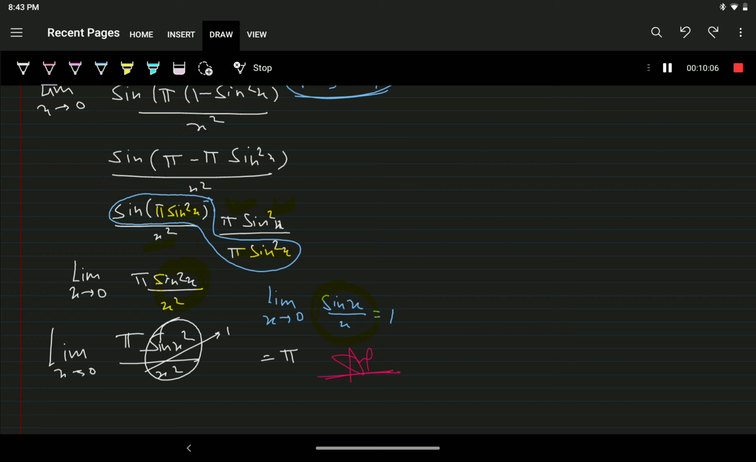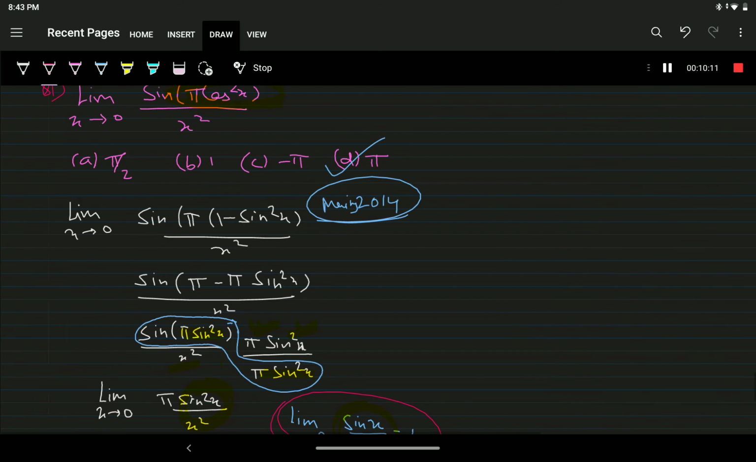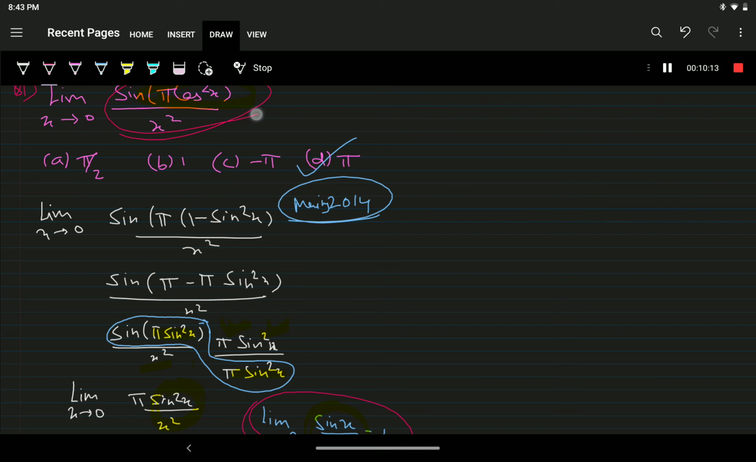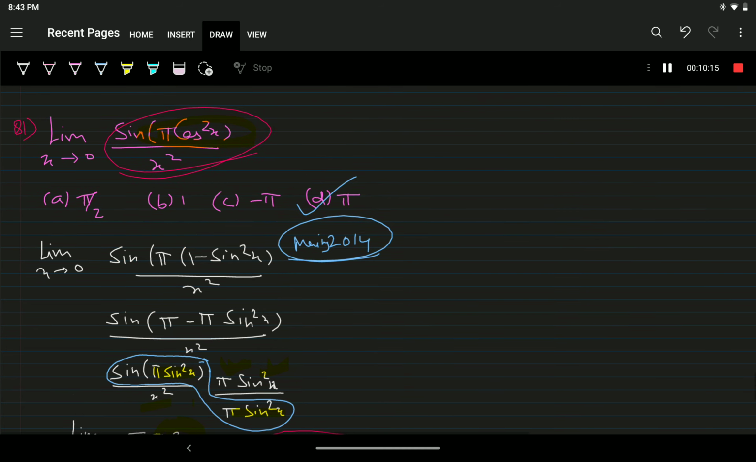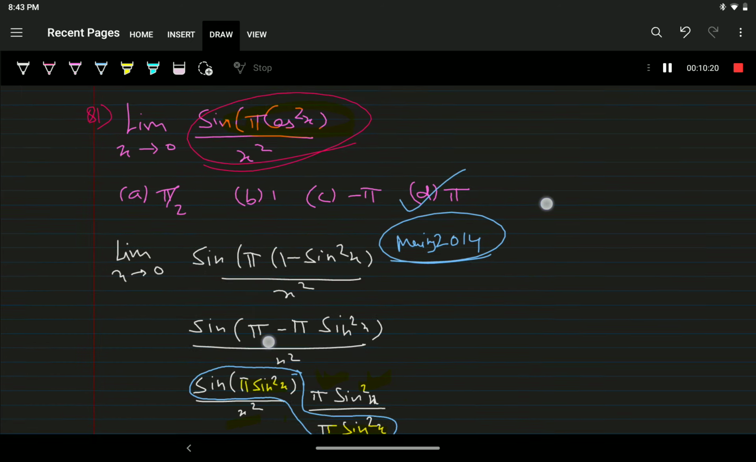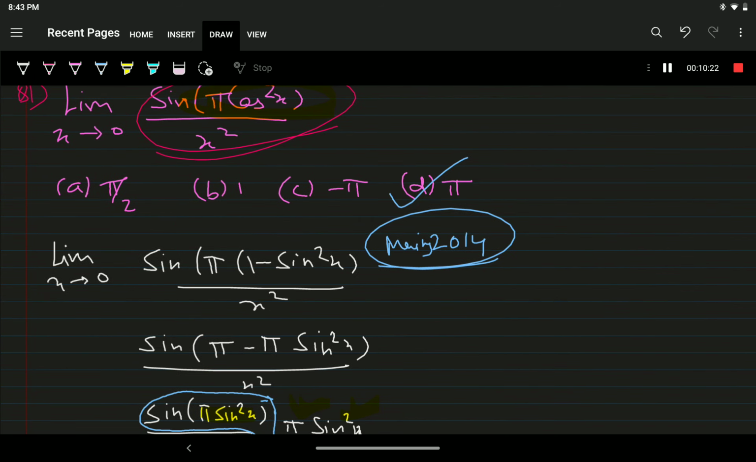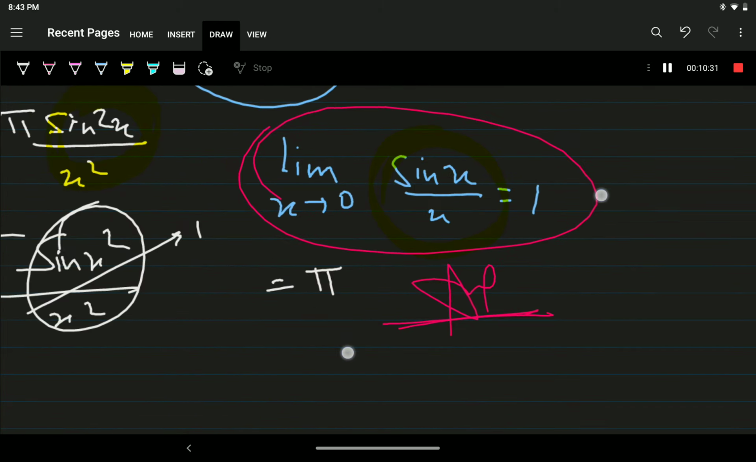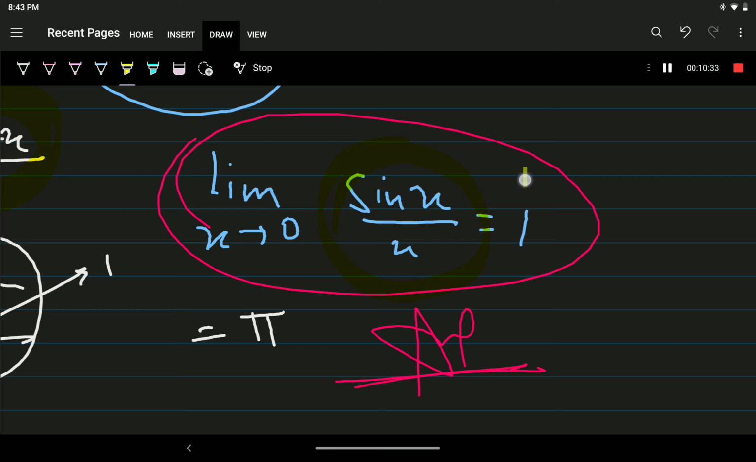And even if you didn't know this property, you can just simply use the L'Hospital rule to solve this question. You see, JEE questions aren't very difficult. They're easy questions. All you need to do is see the question, identify which type, which category it will fall into for the limits, and then solve accordingly. This is an extremely important formula. Always remember this formula. This will help you simplify the terms easily.